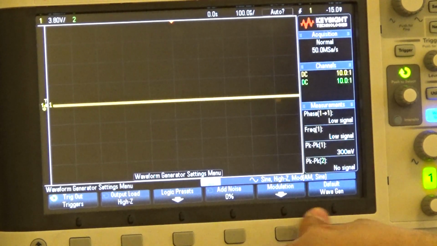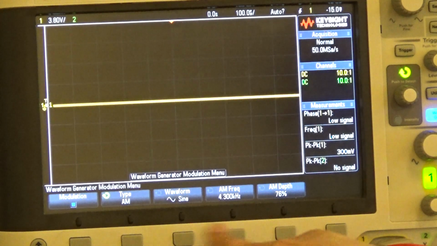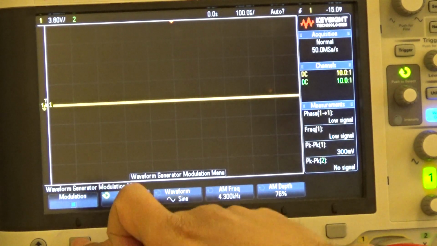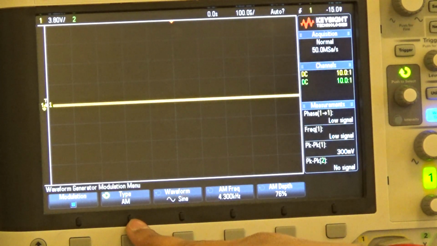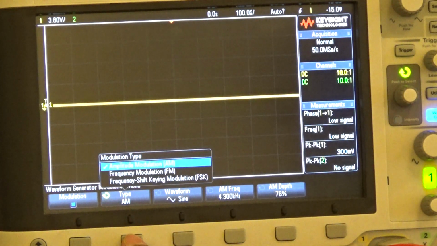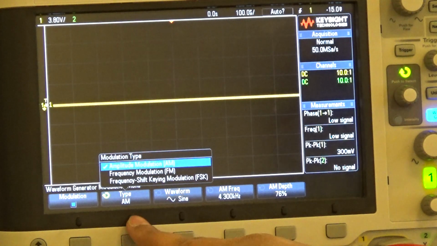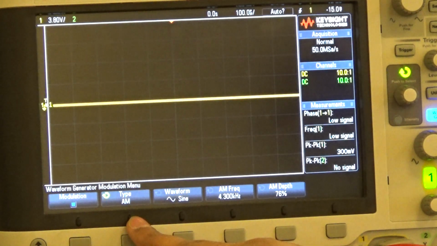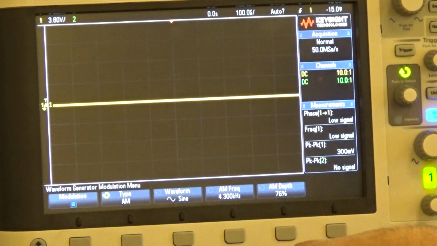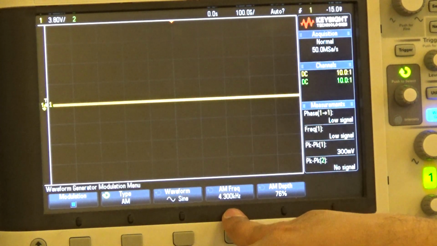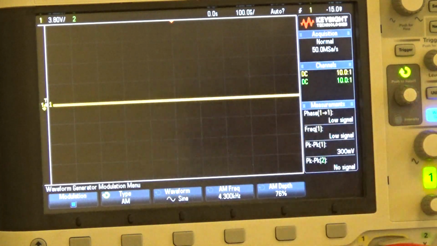Then, in order to do modulation, go to modulation. You can just turn it on and off here. With this you can turn the modulation on or off, and here you have the different modulation schemes: AM, FM and FSK. I'm using AM modulation because the initial radio systems worked on AM modulation, and the input frequency is kept around the audio frequency range, and the depth is the AM depth.